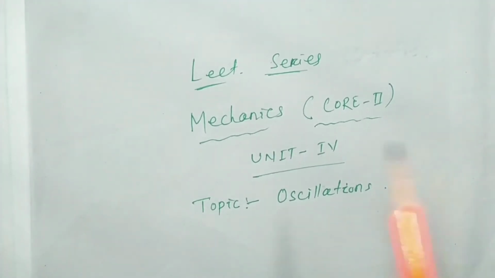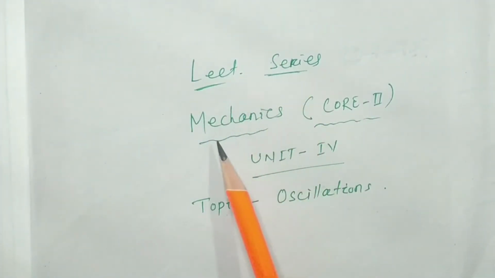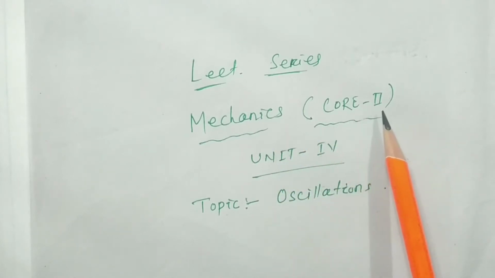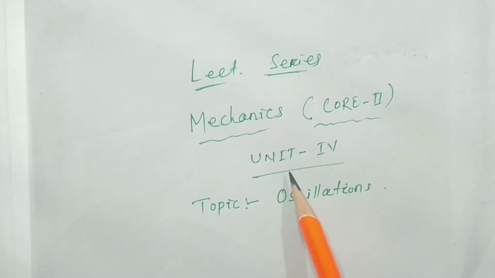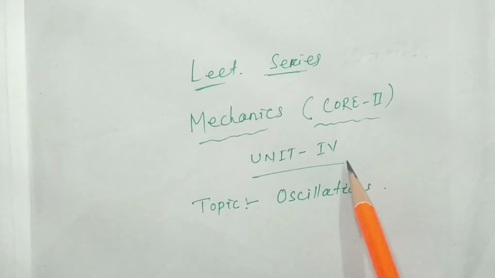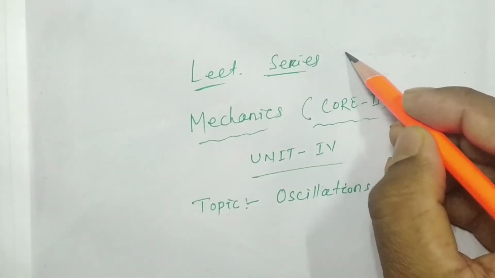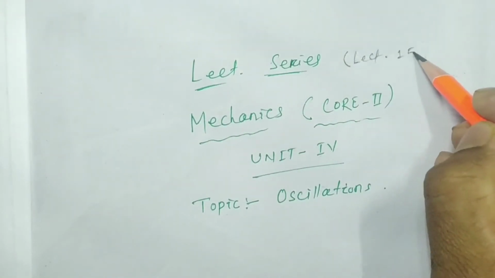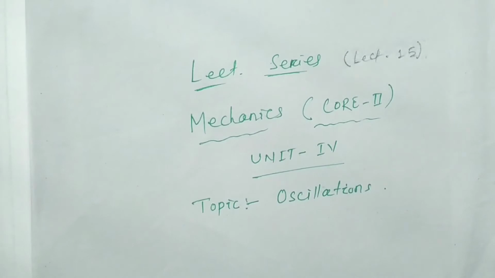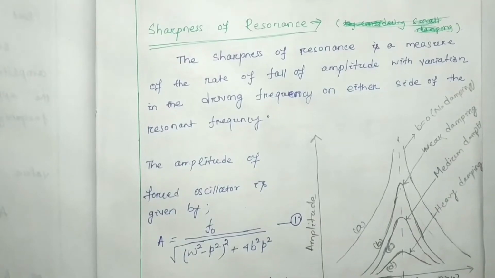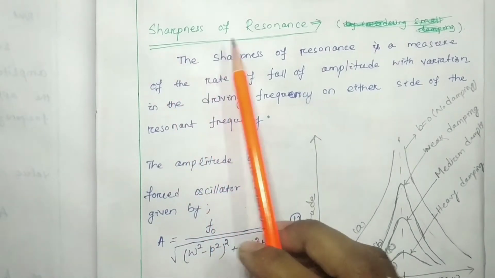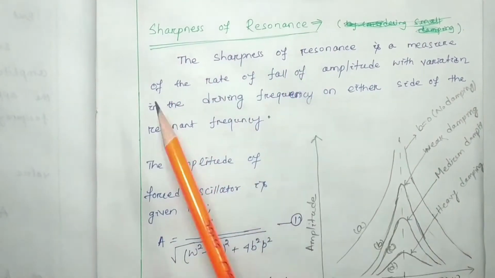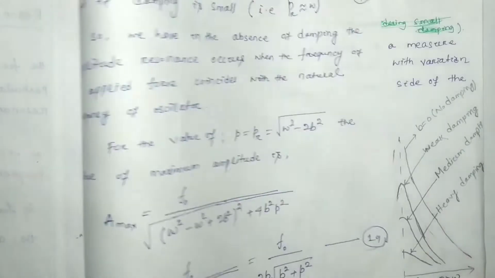I welcome you all to our lecture series on mechanics, that is your core paper 2, and we are discussing unit 4. The topic is oscillations, and this is our lecture number 15. In this lecture we are going to discuss sharpness of resonance.